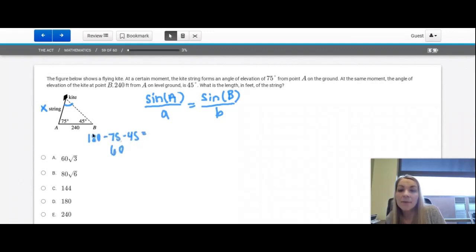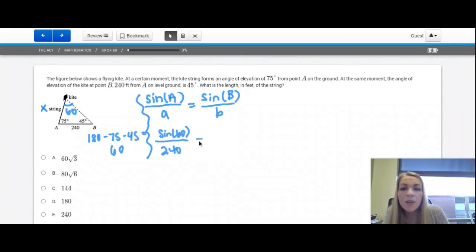And that's equal to 60. So I'm going to put this right here. And now what I'm going to do is plug things into this formula. I'm going to do the sine of some angle A and its corresponding side. I need to use this piece because this is the only side I know. So I have sine of 60 over 240 equals, now I need to get this side length, so across from that is 45 degrees. So I need the sine of 45 degrees over X.